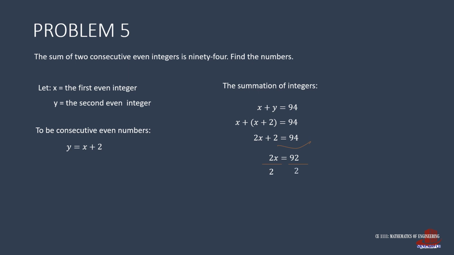Divide everything by 2 and get x as 46. This is the first even integer. Now we can compute for y, which is just x plus 2. Plug x as 46 to get y as 48.